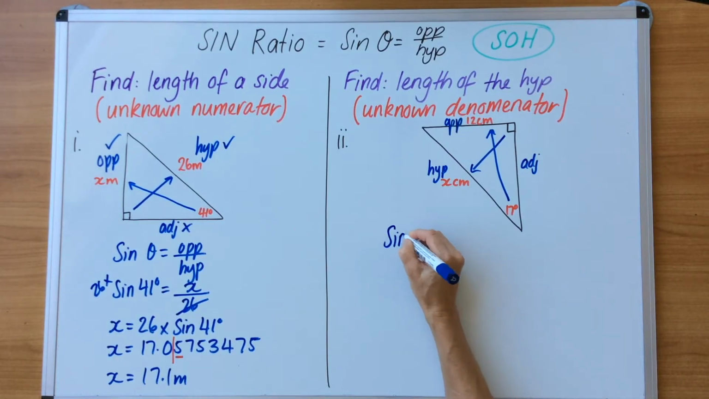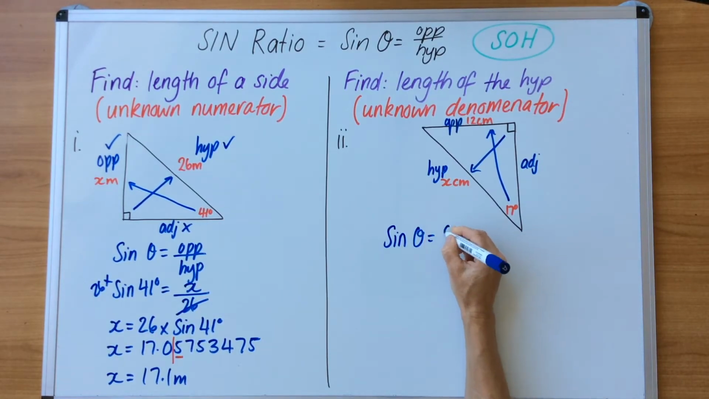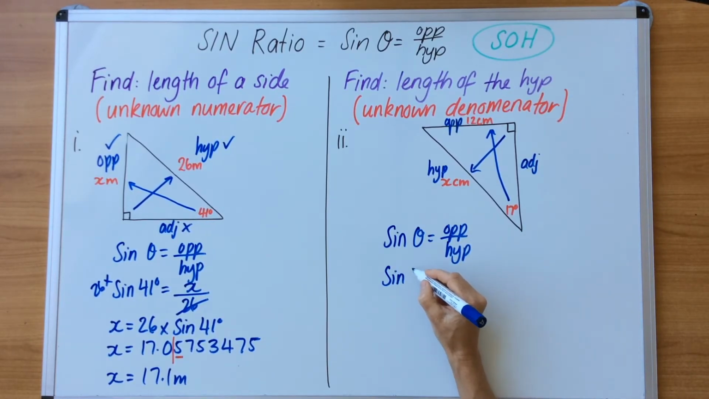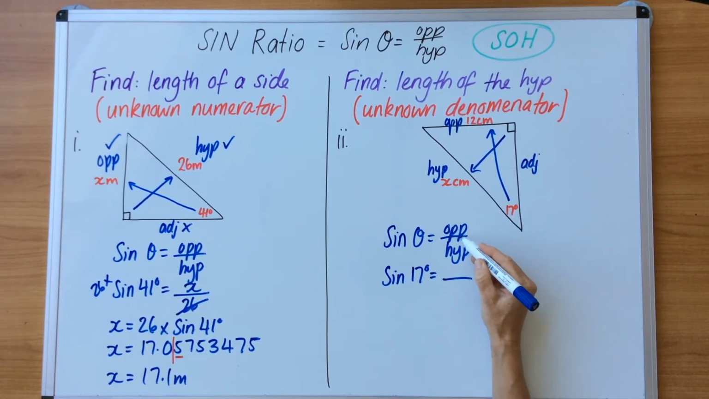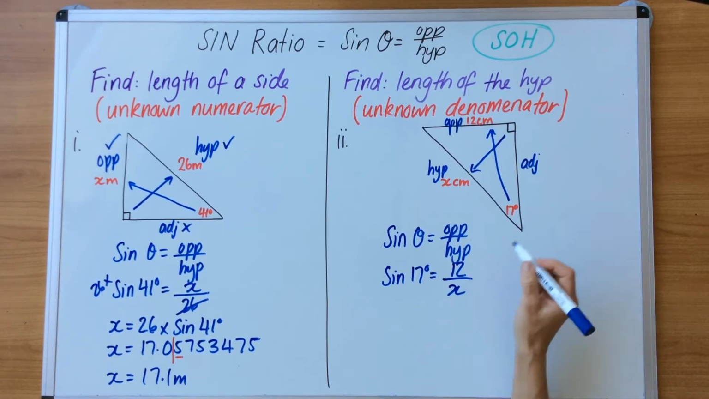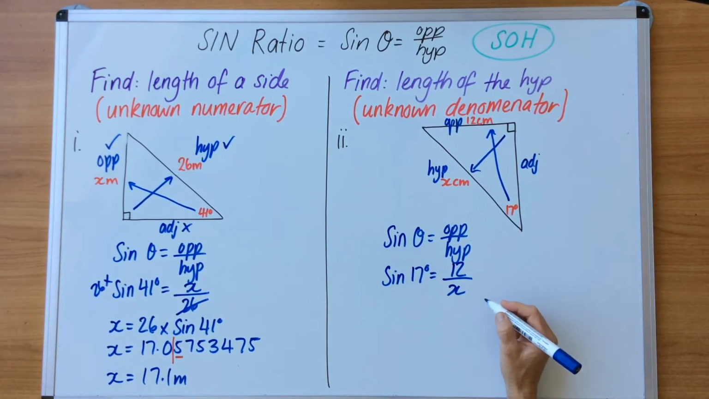So we write the rule first. Sine theta equals opposite over hypotenuse. We're now going to do our substitution. So sine 17 degrees equals, and our opposite is 12, and our unknown is our hypotenuse, and that's why the x sits on the denominator this time, because we are focusing on the denominator question.